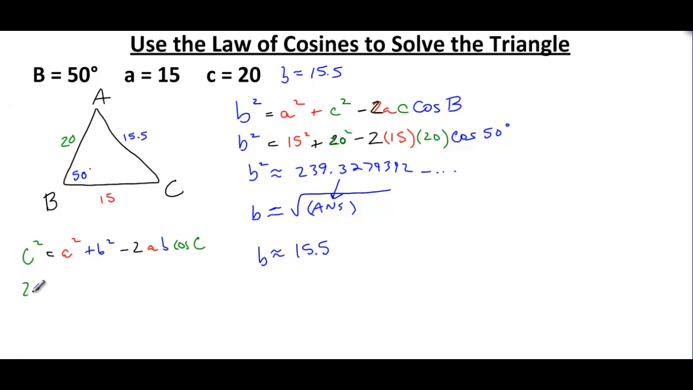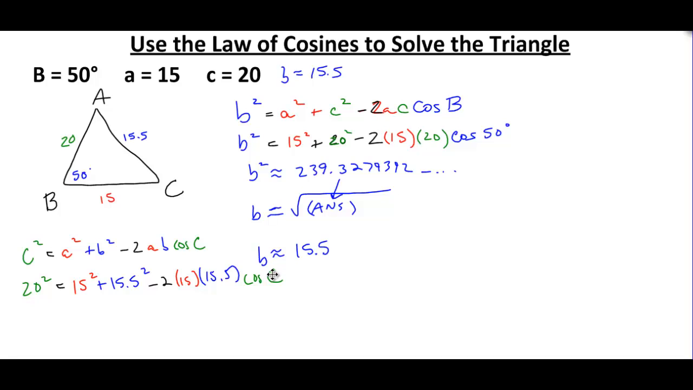So I know that this is 20 squared equals a squared plus b squared minus 2 times a times b times the cosine of c, which we do not know. So now to solve, we need to try to get cosine of c by itself.